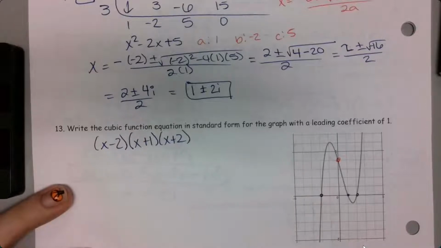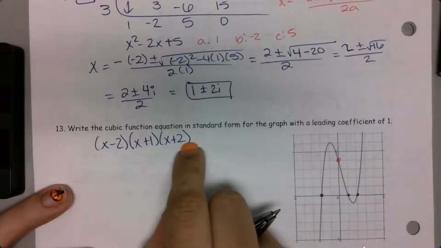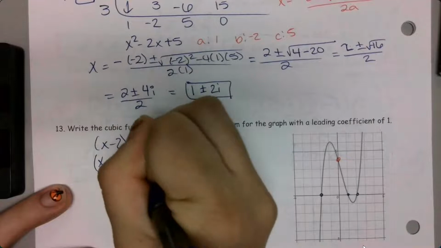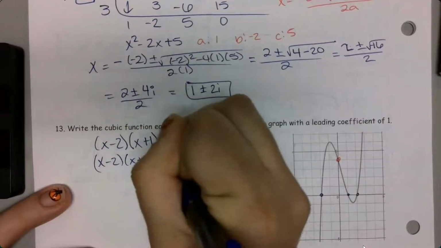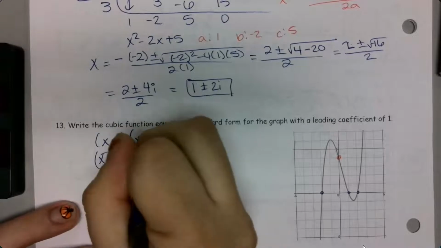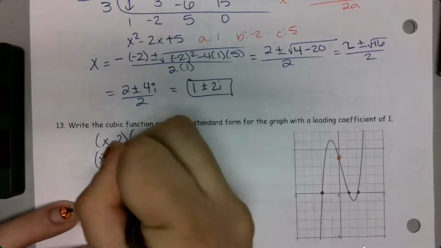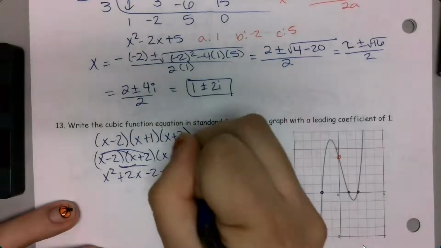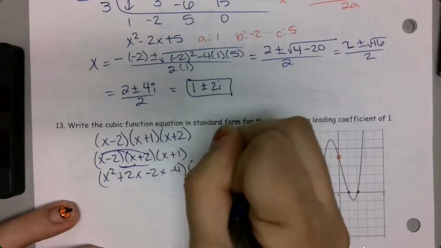I am going to actually multiply my x minus 2 and my x plus 2 together first, because I know that's going to give me a difference of squares. It actually doesn't matter which order I do this in. I could do it in the one I wrote it in. So it's going to give me x squared plus 2x minus 2x minus 4. And I'm still multiplying by the x plus 1.